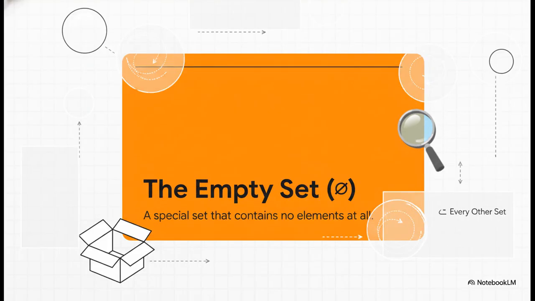Next up is a very special, almost philosophical one, the empty set. And it's exactly what it sounds like, a set with absolutely nothing in it. Now, it might seem kind of pointless, but this idea is absolutely crucial in logic and proofs. Think about it. Because it has no elements that are not in another set, it's technically a subset of every other set. It's a bit of a brain bender, but it works.